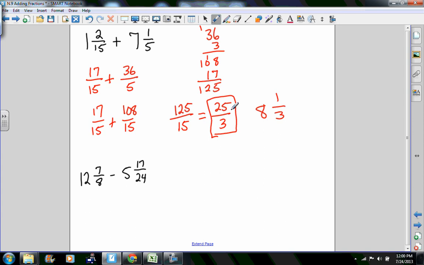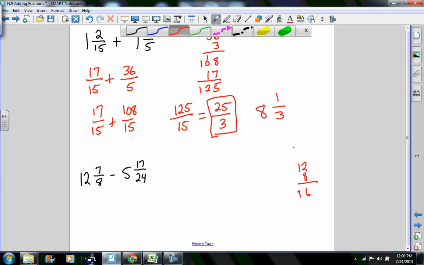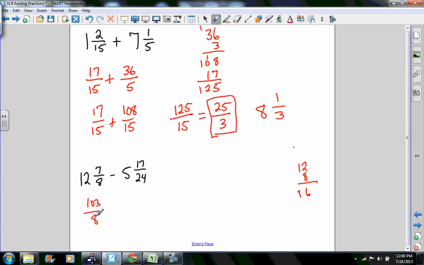The bottom, same type of thing. 12 times 8. Oh, man. So that's 96. Plus 7 would be 103 over 8. Oh, I clicked my calculator, I think. 103 over 8. And then 5 times 24 plus 17 would be 137 over 24. Got some big numbers this time.